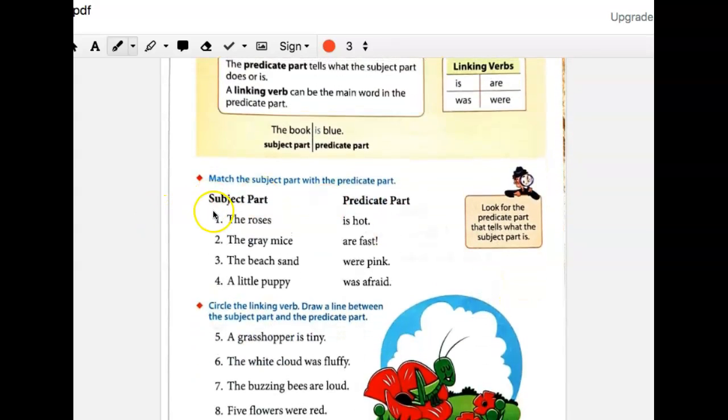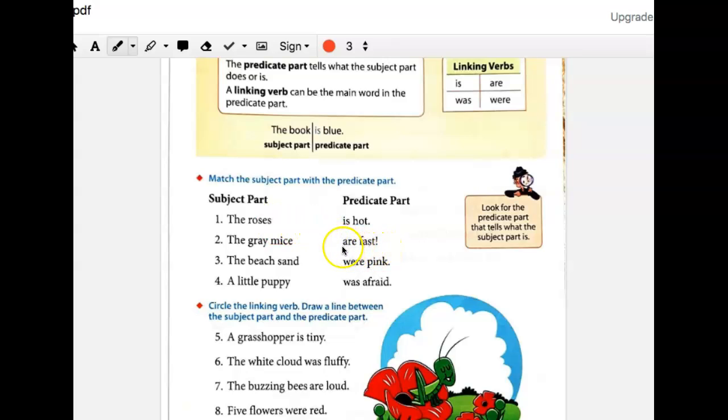Let's move on to numbers 1 through 4. Match the subject part with the predicate part. Number 1, the roses. So there are more than one rose. I want you to keep that in mind as you read the predicate part. The roses is hot. That does not make sense. First of all, roses do not become hot. And second of all, there are more than one rose, so is does not make sense. It should be are or were. The roses are fast.